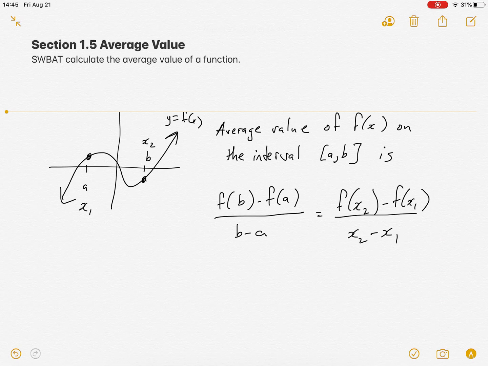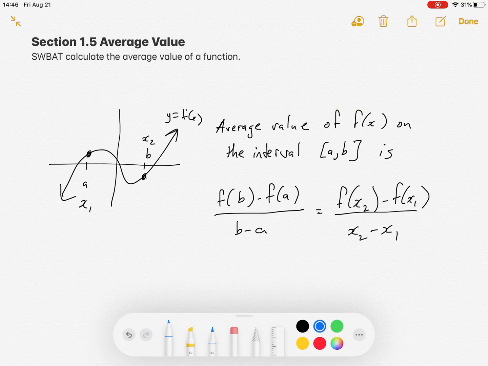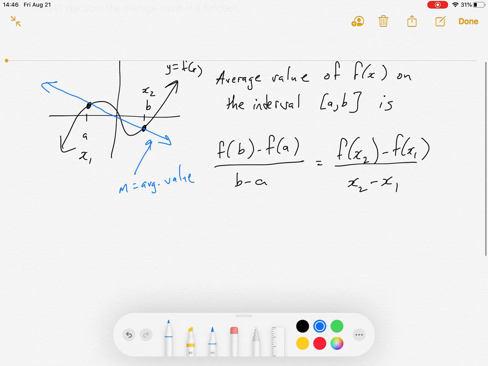So hopefully this kind of looks like the slope formula. We have one y value minus another one divided by the x values, and that's exactly what this is. If we connected these 2 points with a line, essentially the slope of this line, m, is the average value. So we're really just calculating a slope in this case. If you're graphing distance as a function of time, this could be your average speed over some interval, or just your average rate of change depending on what you're looking at.